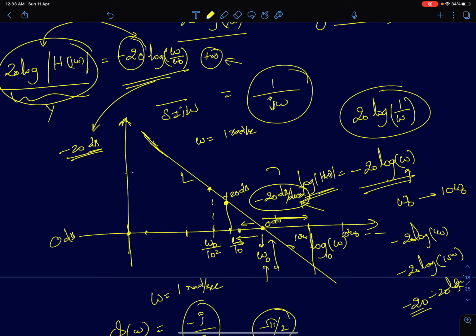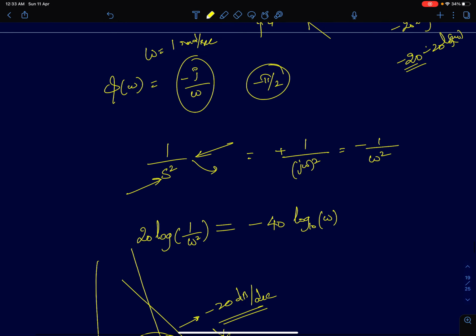So with the knowledge of the slope and location of omega naught, I can predict any value by using this relationship. So if you have one pole, the slope is going to be minus 20 decibels per decade. I will talk about the phase response a little later.